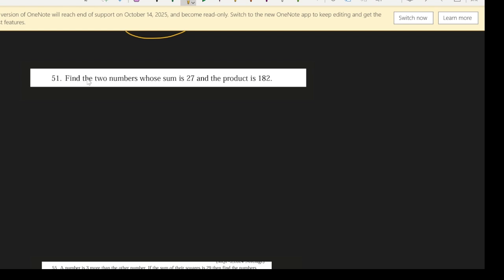Again, next one is: find the two numbers whose sum is 27. Okay, let the two numbers be x and y, right? Find whose sum is 27 and product is 182.